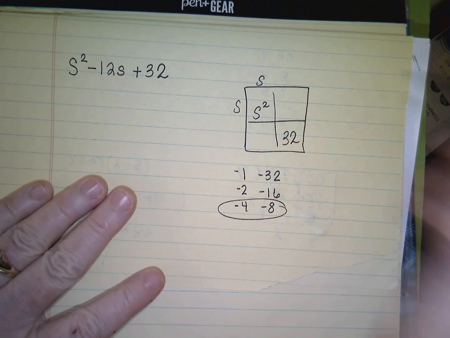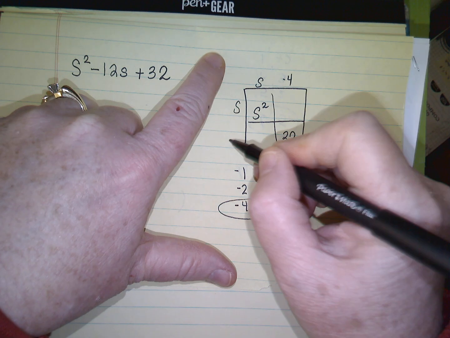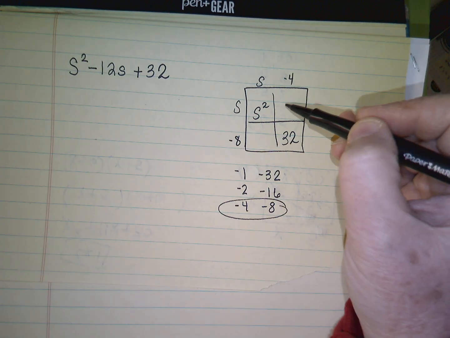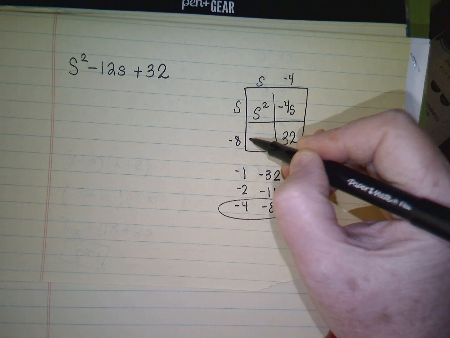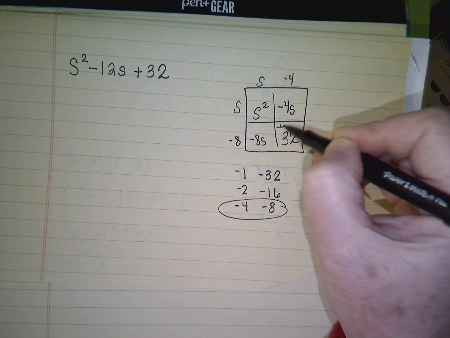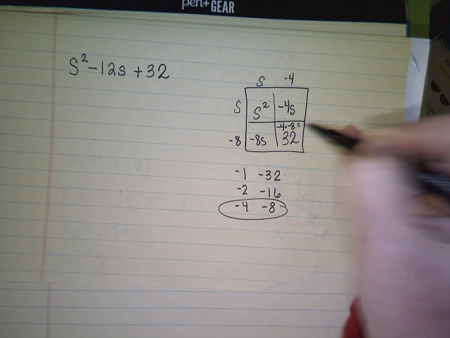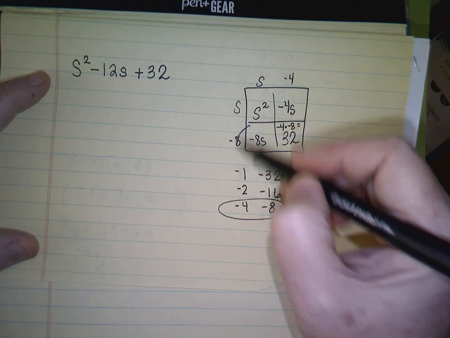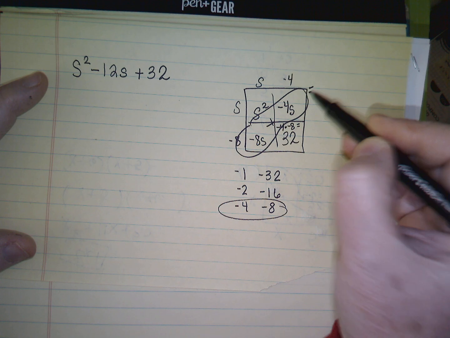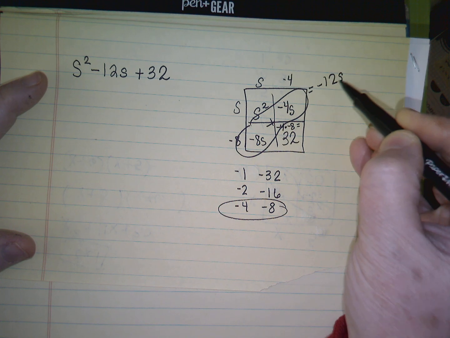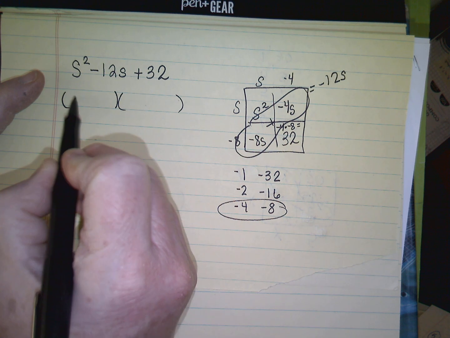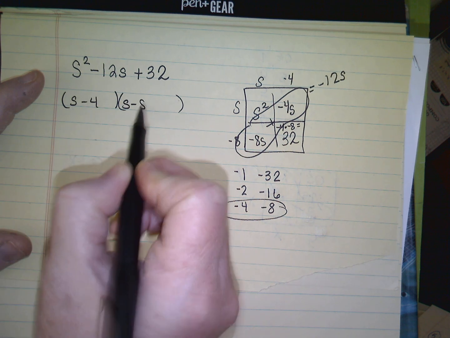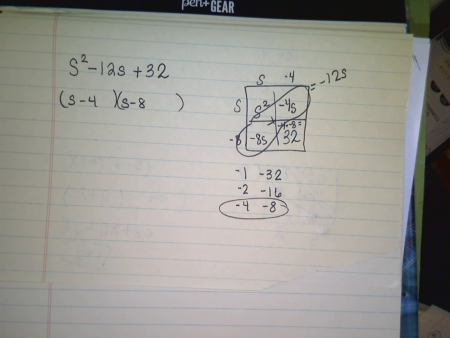Okay. So if I put negative 4 here and negative 8 here, what's going to go in this box? Negative 4s. And here? And double check, does negative 4 times negative 8 really give you 32? So what will happen when you add these together? Negative 12s. So that all checks out. So what goes in the parentheses? Everybody good with that? Anybody have a question? All right.